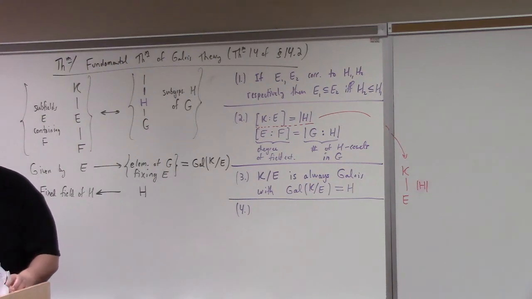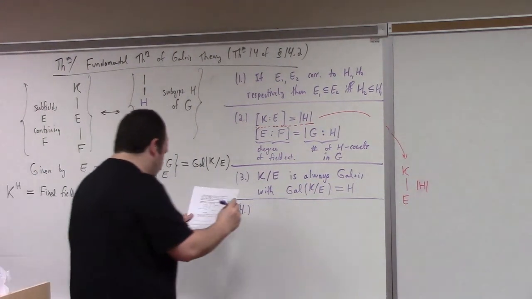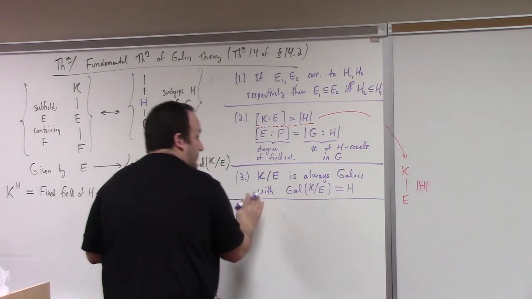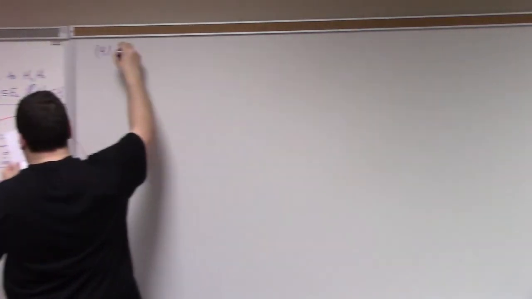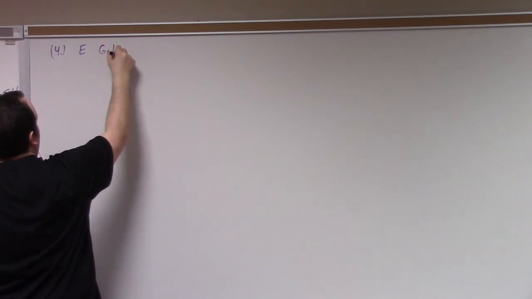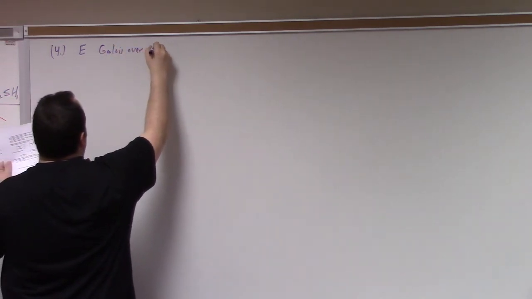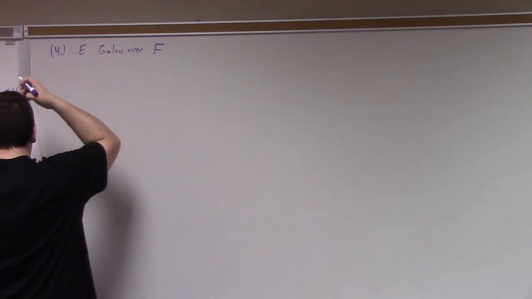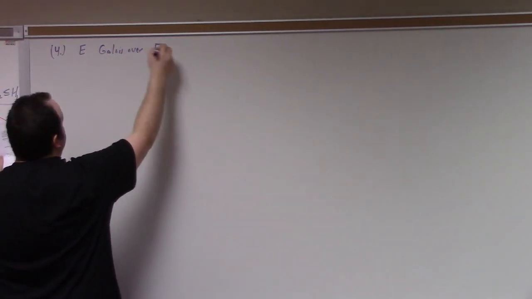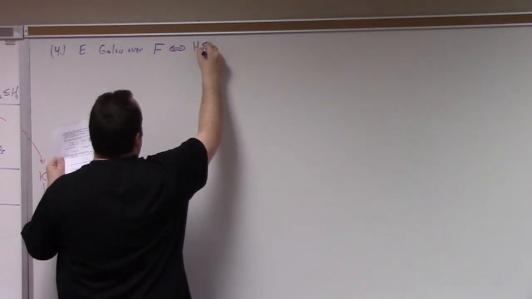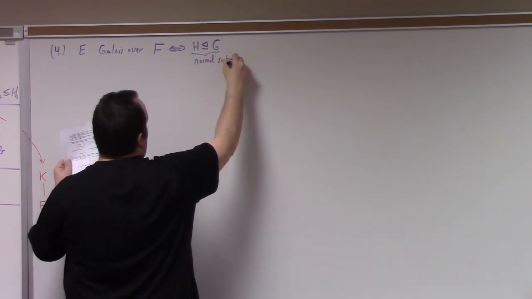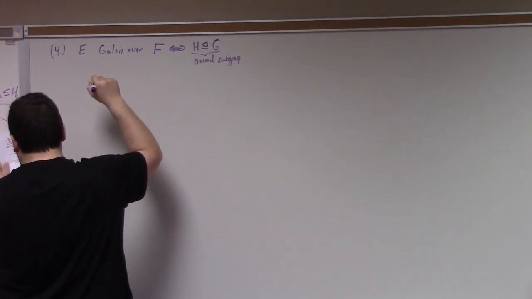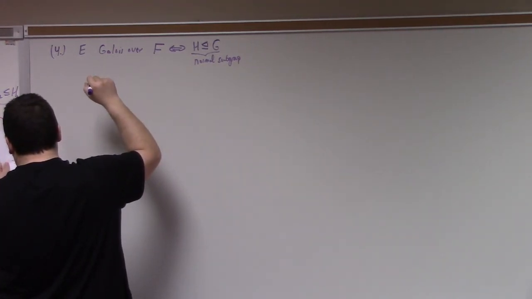Okay. 4, E is Galois over, now this is where it starts to get more interesting. Number 4, E Galois over F. So now we're talking about the intermediate field over the base field, okay? E is Galois over F if and only if H is a normal subgroup of G. All right. If this is the case, then the Galois group is isomorphic to the quotient group.